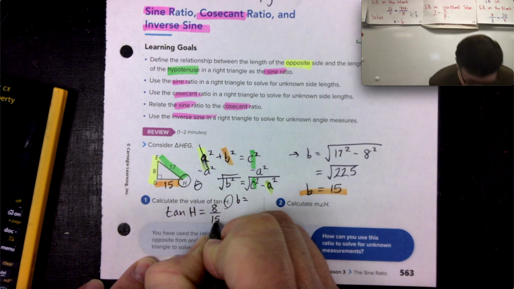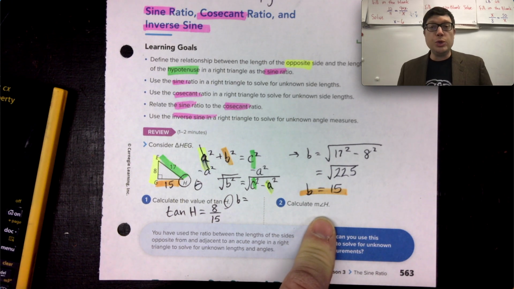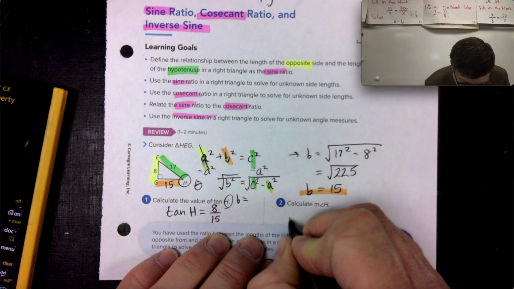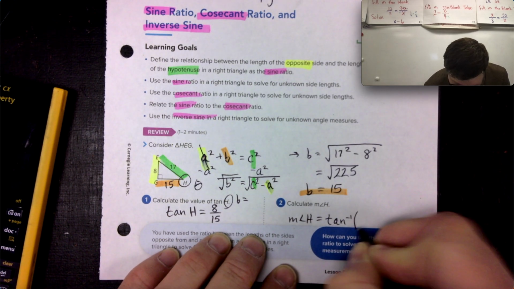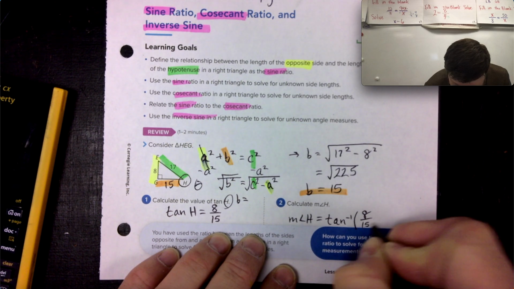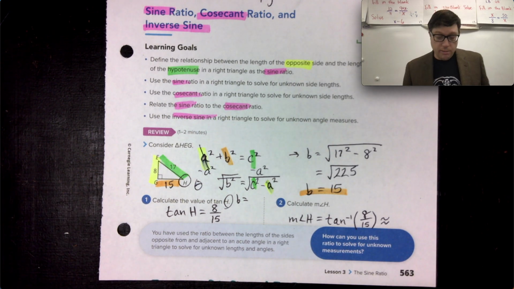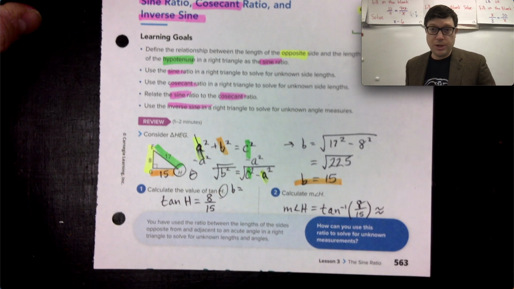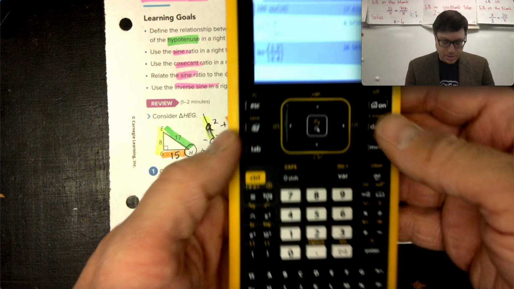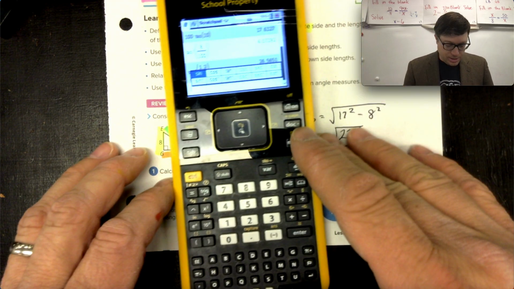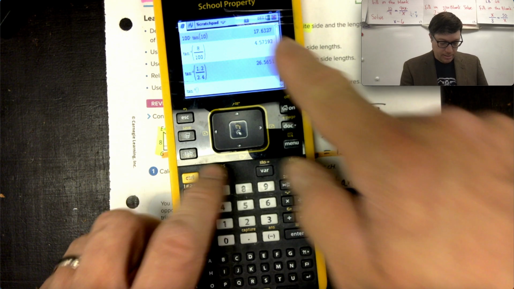8 over 15. To calculate the measure of angle H, if you don't know the angle measure, you use arctangent. So the measure of angle H is going to be arctangent of 8 over 15. We don't know that number exactly. It's not a number that is automatically in our understanding. So I'm going to use the calculator. I'm going to use the trig button, and I'm going to use tangent inverse. Mouse over, select it. Make sure you're in degree mode.